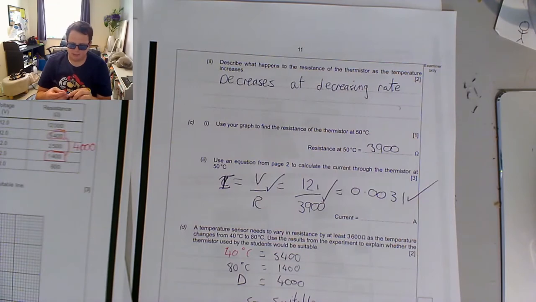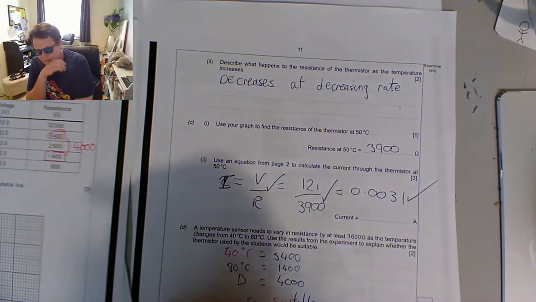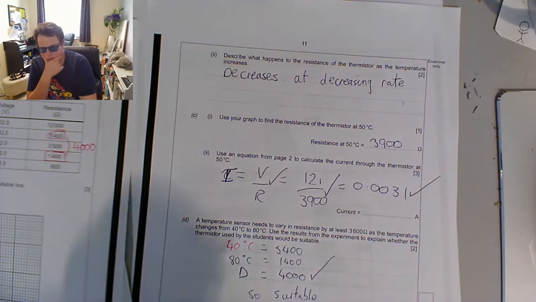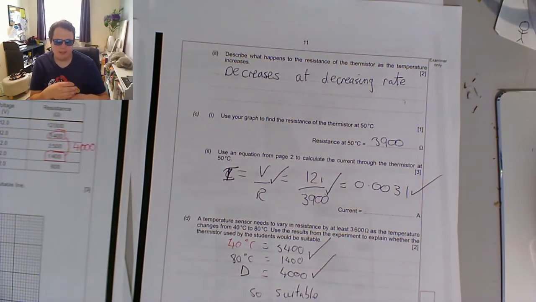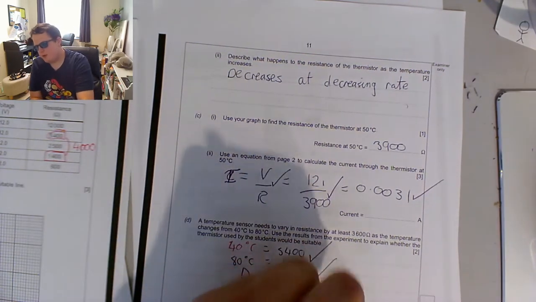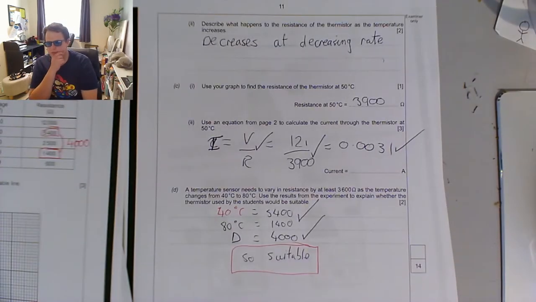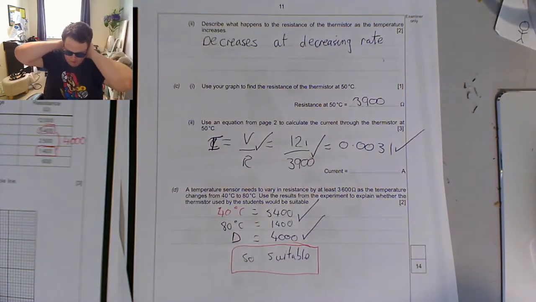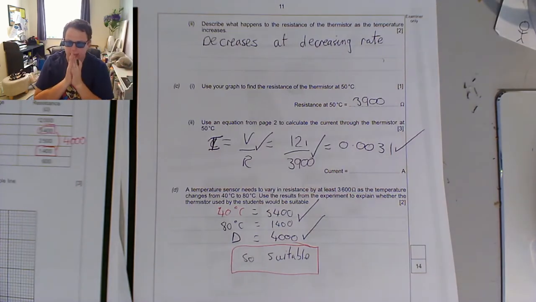Right, mark scheme here. 1 mark for doing the sum. 1 mark for reading the right values. But again, you only get the 2 marks if you have said it's suitable. So bear that in mind. You could have done the hard work, but because you didn't say, yeah, it's suitable, you would not get the 2nd mark. That's how they roll in these.